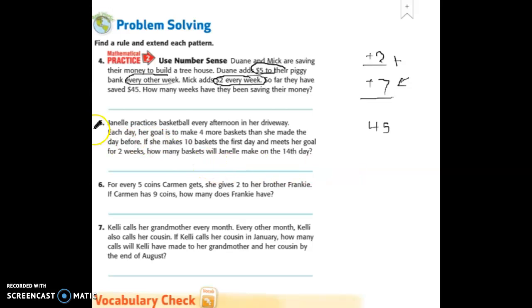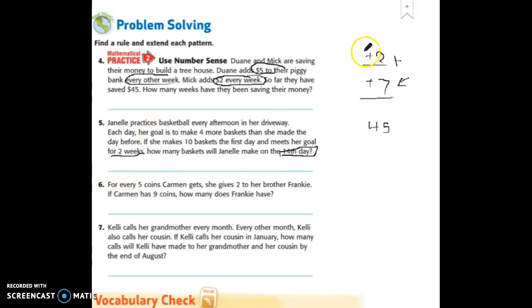Now we've got Janelle practices basketball every afternoon. Each day her goal is to make 4 more baskets than she made the day before. If she makes 10 baskets the first day and meets her goal for 2 weeks, how many baskets will Janelle make on the 14th day? Okay, so that's the clue that I was going to give you, and it tells you right there. 2 weeks is not 10 days, it's not school weeks, work weeks, it's actual calendar weeks. So the 14th day would be the end of 2 weeks.